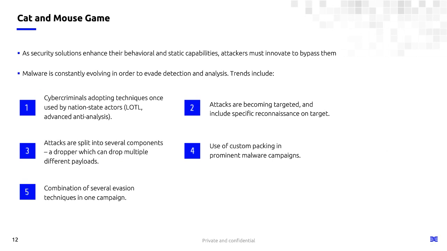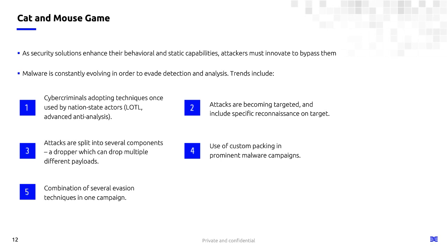I mentioned in the beginning of the presentation that this game of evasion is a cat and mouse game between security solutions and malware actors. Basically, as security solutions enhance their behavioral and static capabilities, attackers have to innovate to bypass them, and the opposite is also true. Attackers also innovate and find new ways to attack, and then security solutions have to make sure they are up to date and able to block these new types of threats.